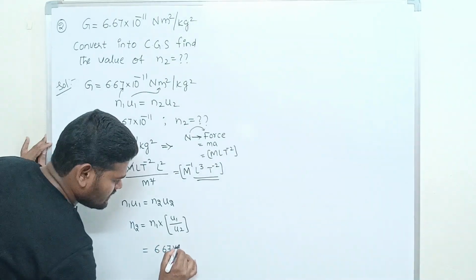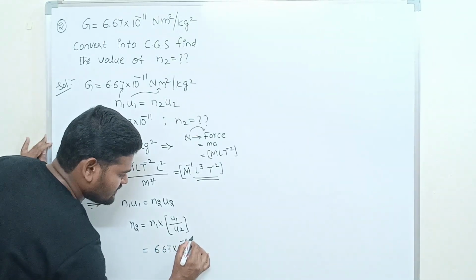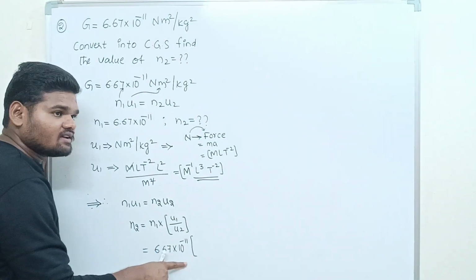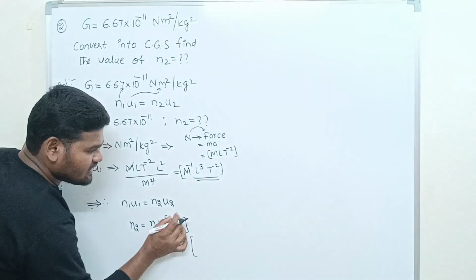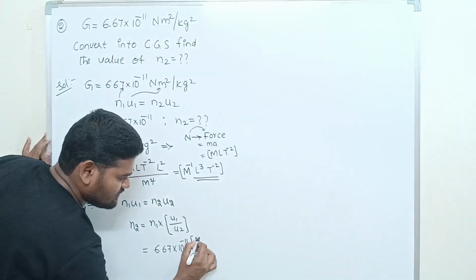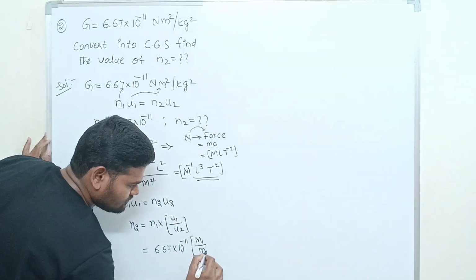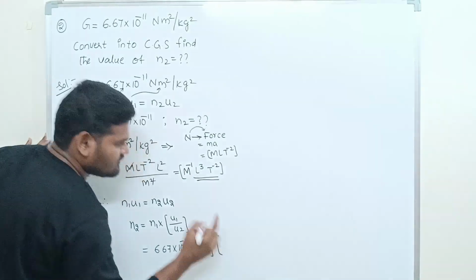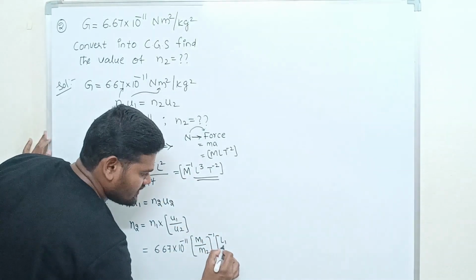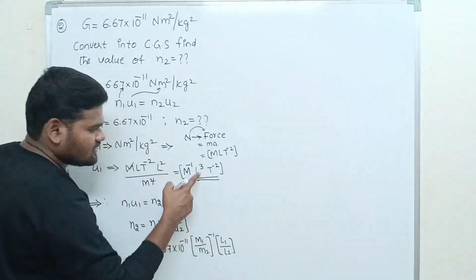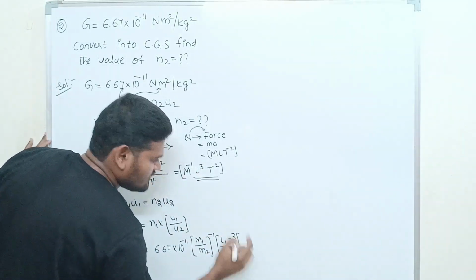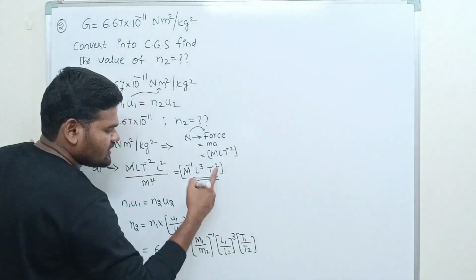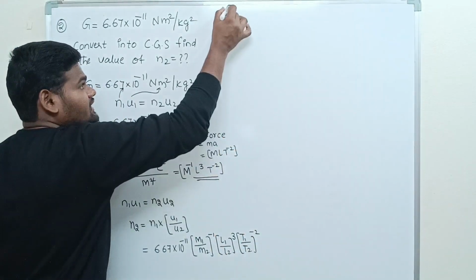6.67 into 10 to the power of minus 11. u1, I'm just writing directly. Are you getting? Right. So u1, unit 1, m1 by m2. What is the power? Minus 1. L cube, L1 by L2. What is the power? 3. Time, T1 by T2. What is the power? Minus 2. Are you getting, ma?